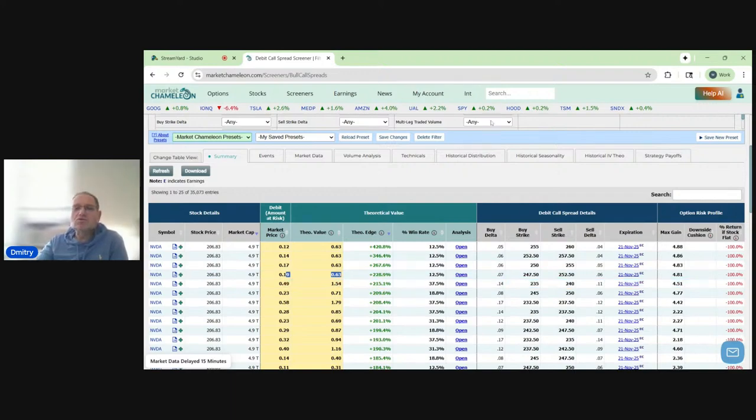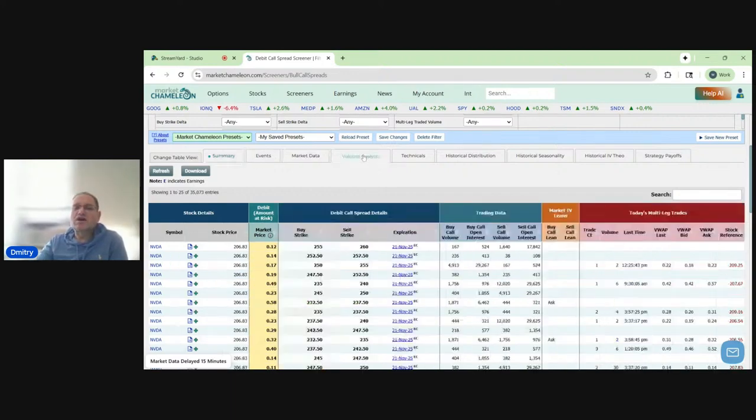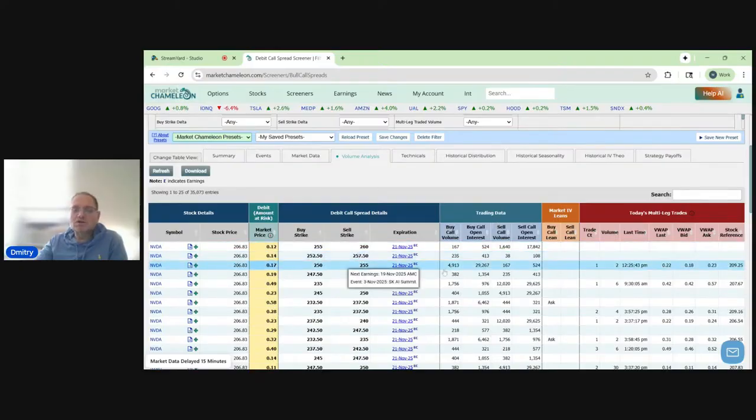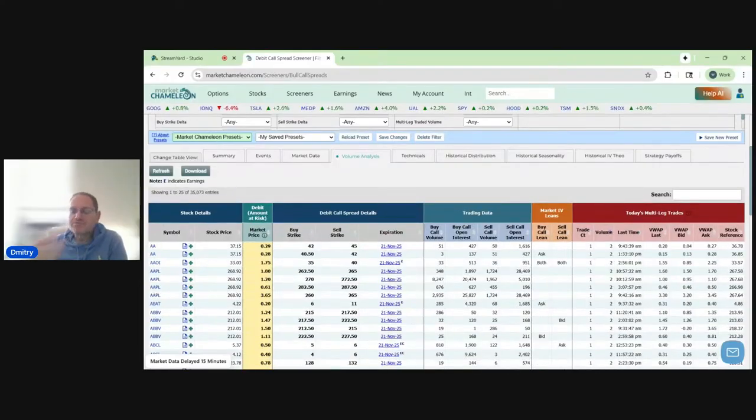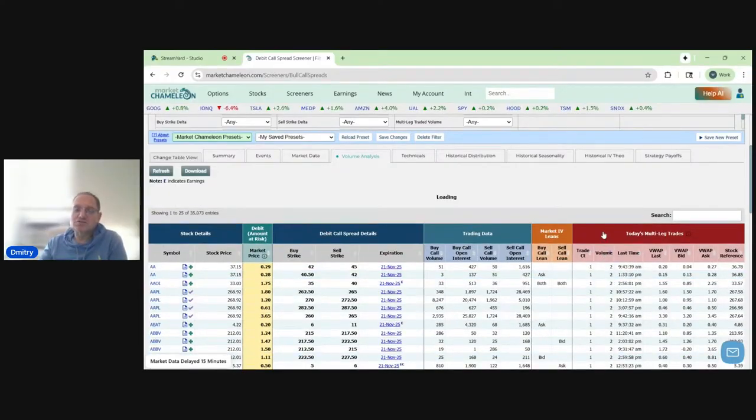So first, I'm going to click on this volume analysis tab. While I'm on this volume analysis tab, we're going to look for bullish call spreads that showed a lot of trading on a day. So these are actual trades. If you sort this by volume, it's going to show you lows to highs. I'm going to sort it again, and I'm going to see highs to lows.